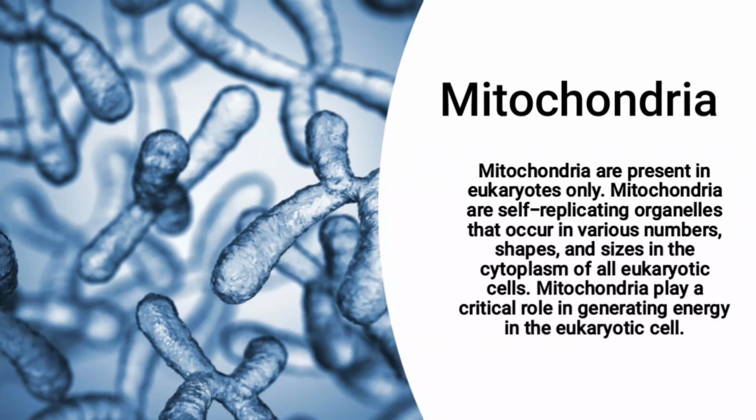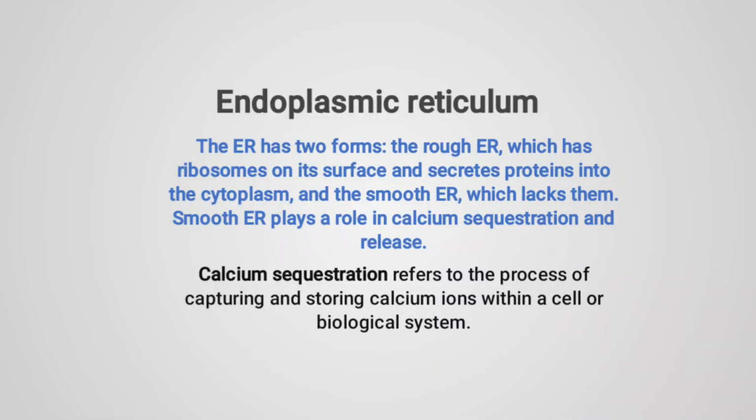Mitochondria are present in eukaryotes only. So mitochondria are self-replicating organelles that occur in various numbers, shapes and sizes in the cytoplasm of all the eukaryotic cells. Mitochondria play a critical role in generating energy in the eukaryotic cell. So what we can conclude is mitochondria are basically the powerhouse of cells.